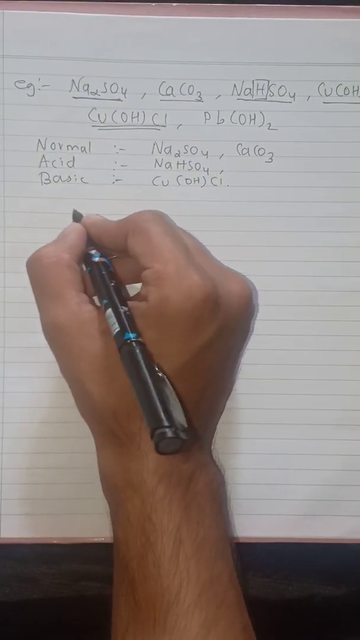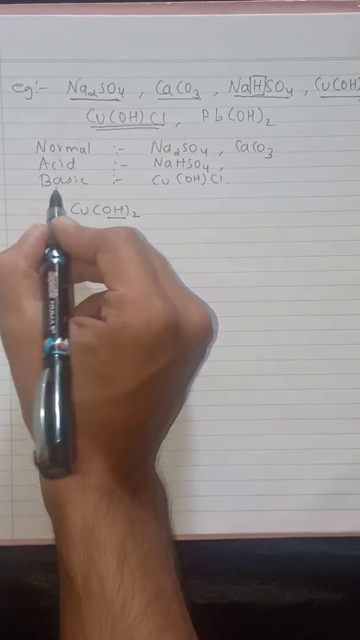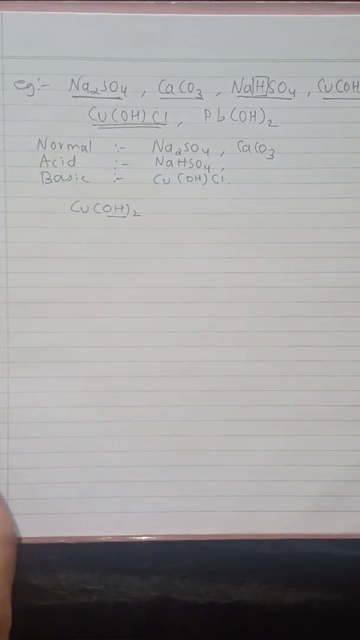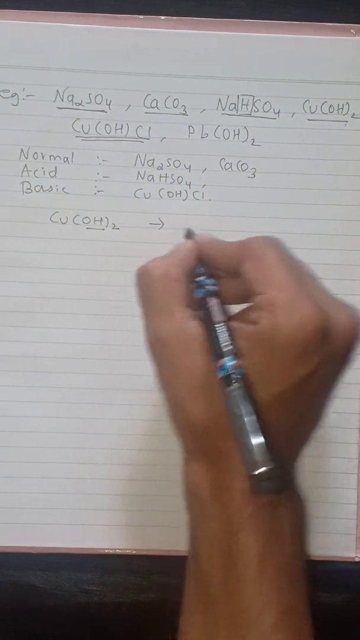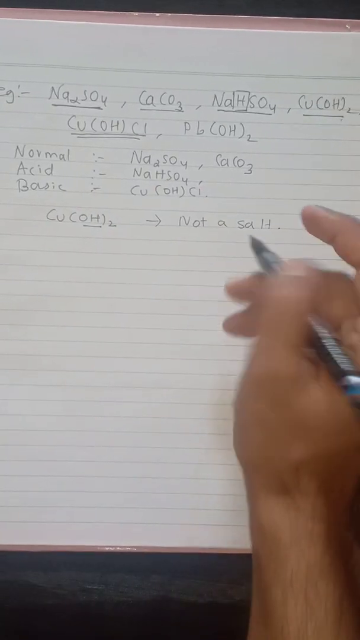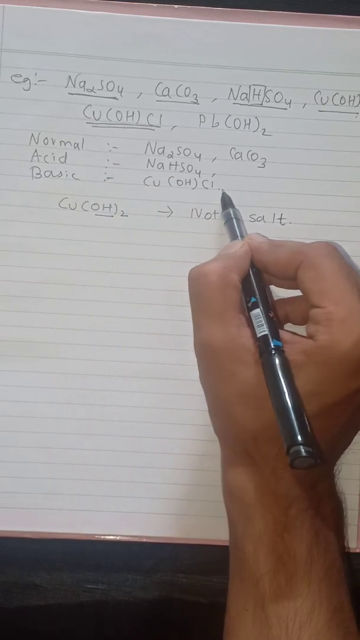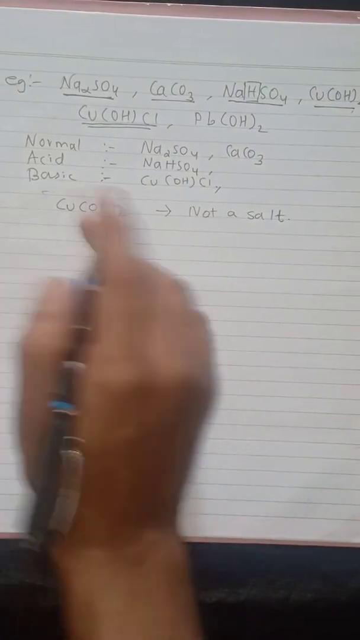Now I would like to give you an example, copper hydroxide. Hydroxide is there, so one would be thinking, okay sir, it's a basic salt, but your answer is incorrect. First of all, it is not a salt. Now one would be thinking, sir, hydroxide is there, so it should come in the case of the basic salt. Sir, why is it not a salt? The reason is very clear.